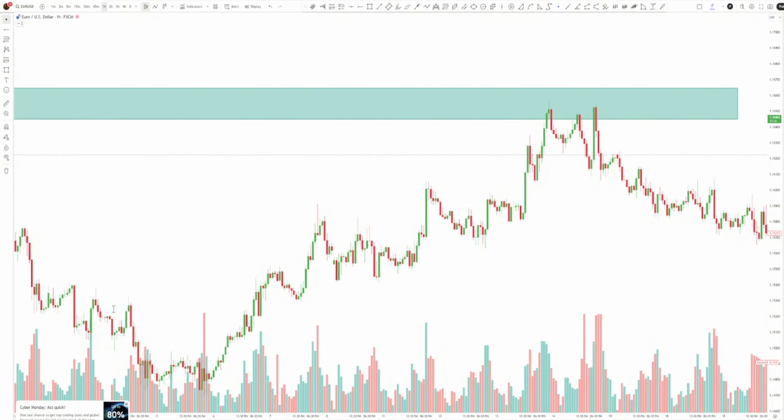Step 4. Validate and refinement. Does the price respect it later? You can see that the price did respect the order block.